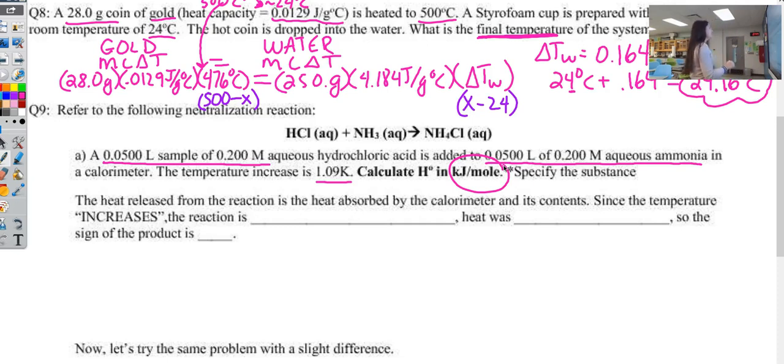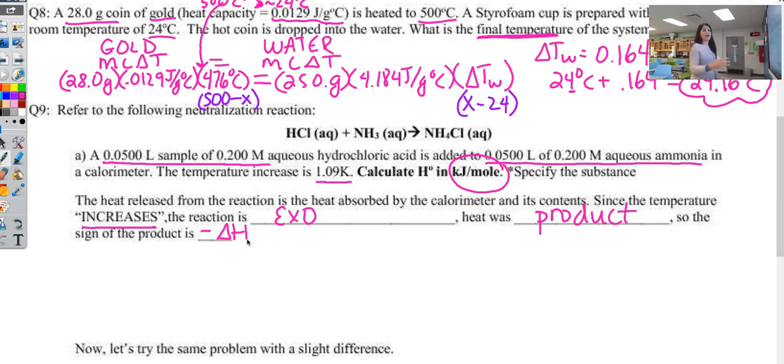So that's really important. Before we solve this problem, it says the heat released from the reaction is the heat absorbed by the calorimeter and its contents. We've already talked about this. Since the temperature increases, the reaction must be exothermic. It must have released energy, so heat was a product. Remember, if it's exothermic, it's a product. So the sign must be a negative delta H. Again, we're only applying a sign to delta H, okay?